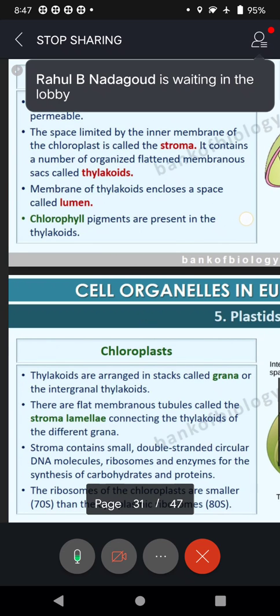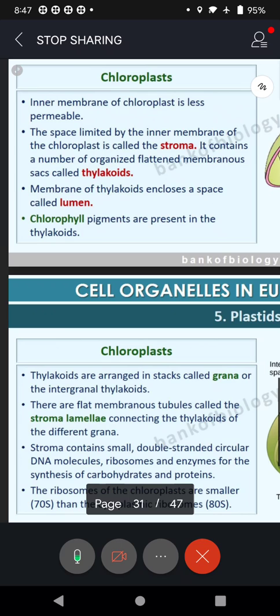Now let us see the notes of it. So basically, inner membrane of chloroplast is less permeable. The space limited by the inner membrane of the chloroplast is called stroma.